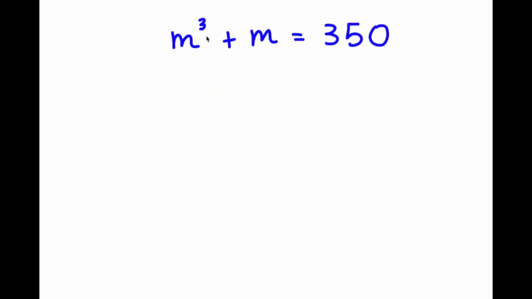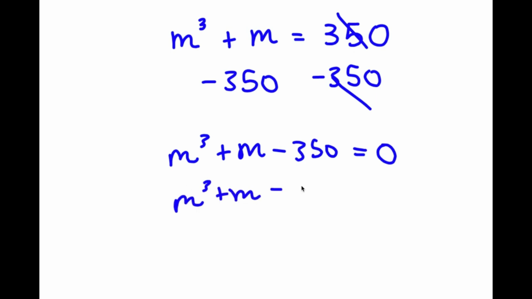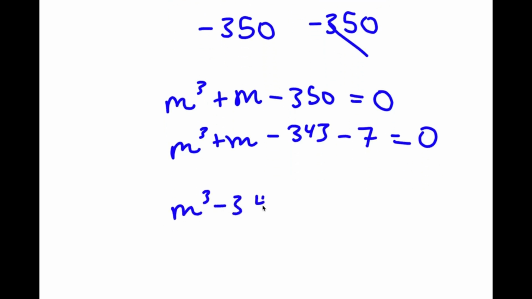Alright, so in this problem I have m to the power of 3 plus m is equal to 350. So the first thing I'm going to do is subtract 350 on both sides. So these two cancel out, and now I have m to the power of 3 plus m minus 350 is equal to 0. Now, m to the power of 3 plus m minus 350, well, I can rewrite 350 here as negative 343 minus 7. So now I have m to the power of 3 minus 343 plus m minus 7 is equal to 0.